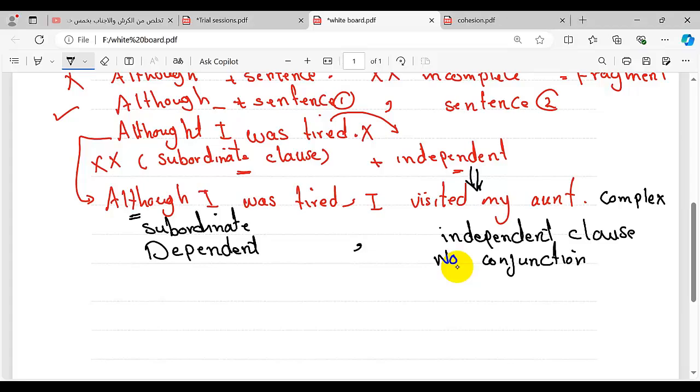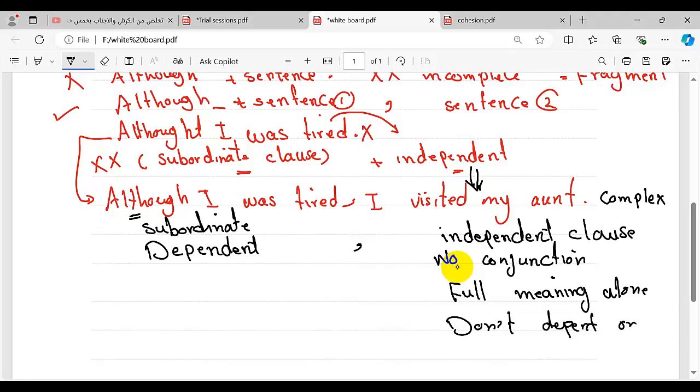Okay, it can give a full meaning alone without depending on another sentence. Don't depend on another sentence. So for this reason we name it an independent clause.